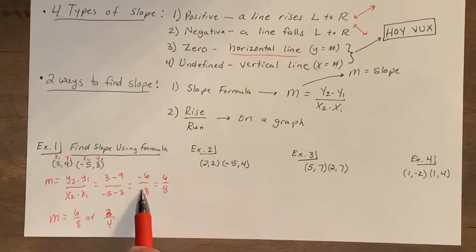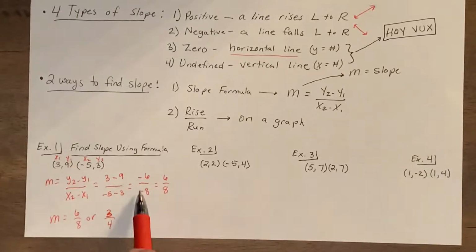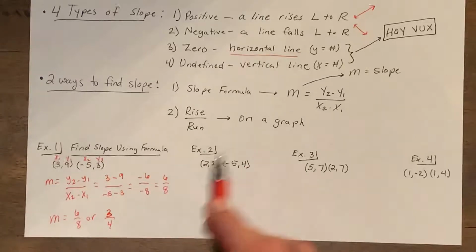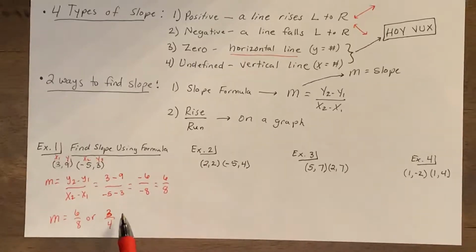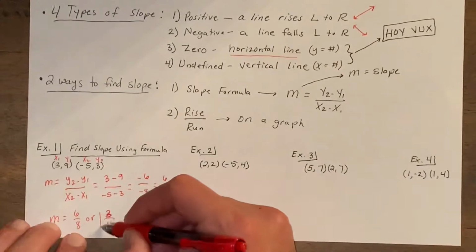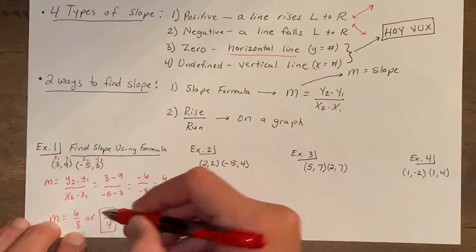Now I have a positive over a positive. Well, a positive divided by a positive would give me... I have a negative over a negative, and a negative divided by a negative would give me a positive. So I could say that my slope, or m, equals 6 over 8. If I reduce that, these are both even numbers, so I could divide them both by 2. 6 divided by 2 would be 3, and 8 divided by 2 would be 4. So I could say my final slope is 3/4.